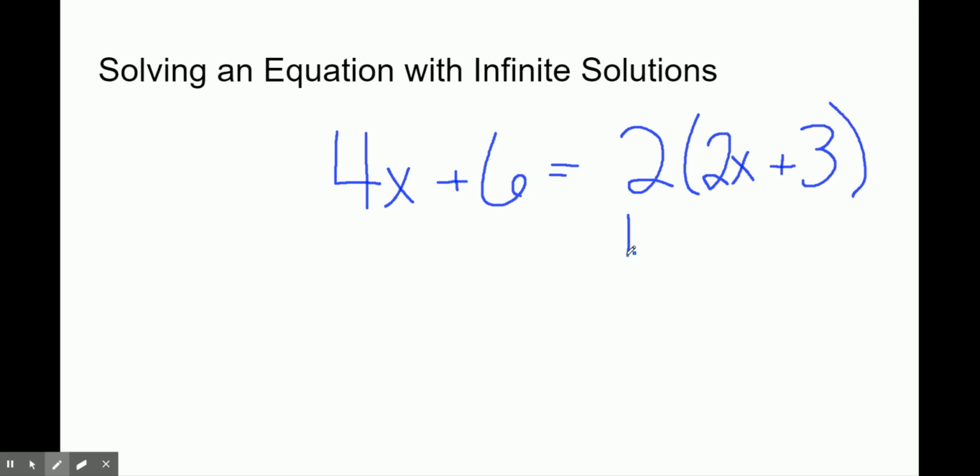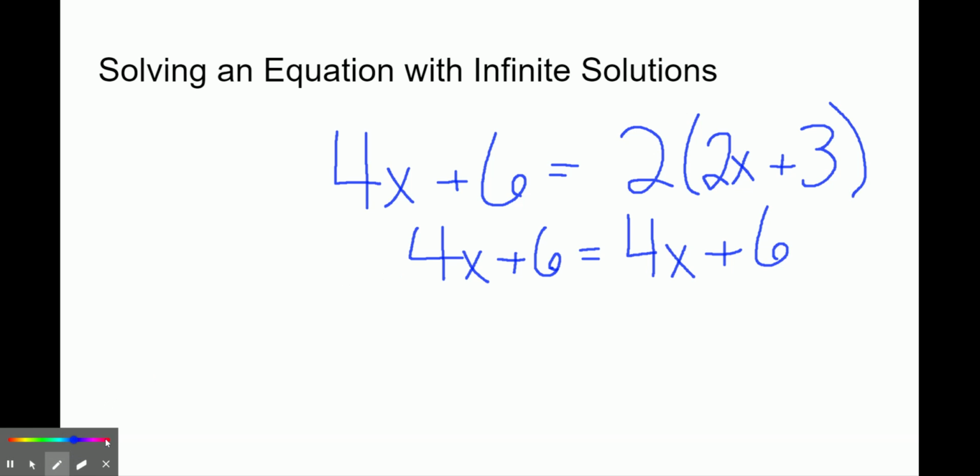So again, our first step would be to distribute, which gets us to 4x plus 6 equals 4x plus 6. Now on an infinite solution equation, this step could be an ending point. The reason for that is because both sides of the equation are equal to each other. So any value that we plug in for x is going to make this equation true. If we don't see that at that point, we can continue to solve.